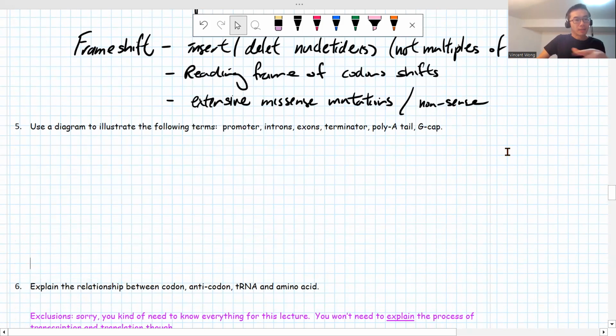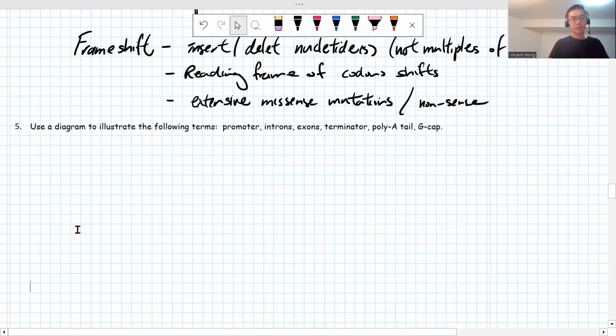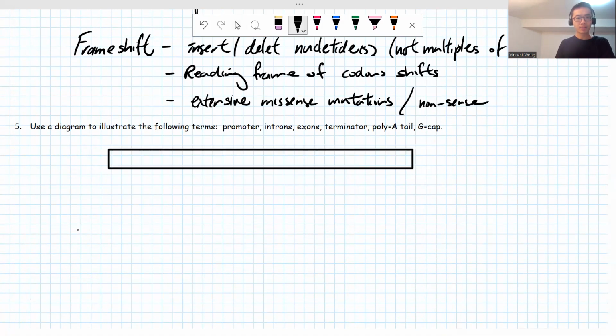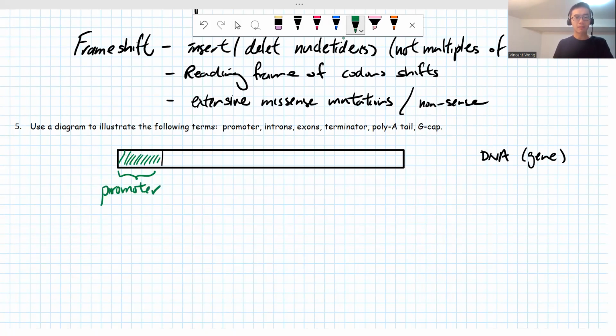Apparently not. Okay, so number 5, use a diagram to illustrate the following terms: the promoter, the intron, exon, terminator, and so on and so forth. So very briefly, we can go through this again. You have your gene here. This is your DNA, which contains the gene. And the gene is marked by the beginning sequence right here, which we call the promoter. It marks the beginning of a gene.